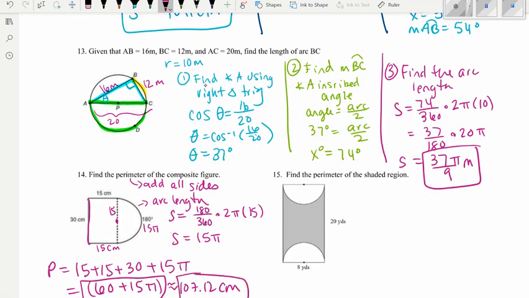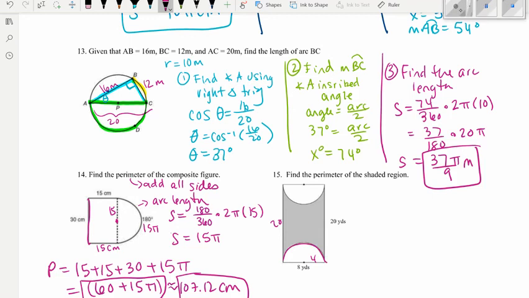And the next one says we want to find the perimeter of the shaded region. So if this is 20 yards, then this is also 20 yards on this side. That's 8 yards, then that means that the radius would be 4. And again, this is half of the circle, so we can solve to figure out what the arc length is for this portion.